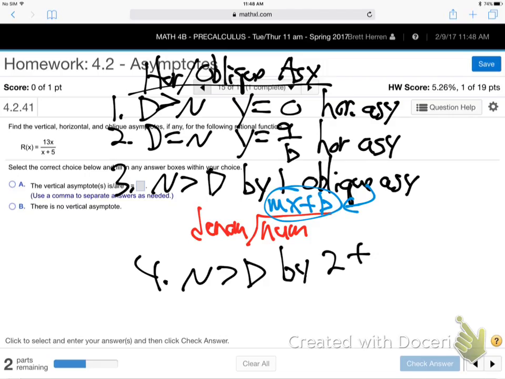And then finally, case 4, when the numerator is greater than the denominator by 2 or more, no horizontal or oblique asymptote. Right? Because the numerator just beats it too badly, and it just curves up forever, like x squared or better. It doesn't line up or flatten out at all. The numerator just pulls it up really quick. Those are the 4 cases.